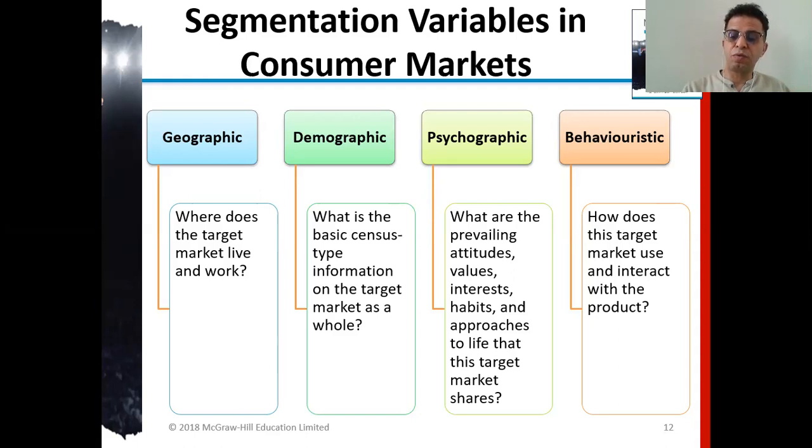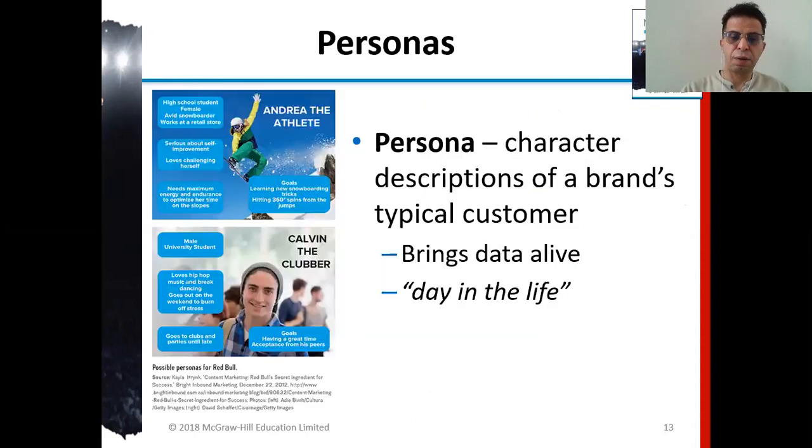And then you have another consumer segmentation variable that you look at, which is behavioristic. How does this market use and interact with the product? Where do they see the product, how do they interact with it, whether they use running shoes for running, or for just walking, or for home or for business. So this is how they interact with a product.